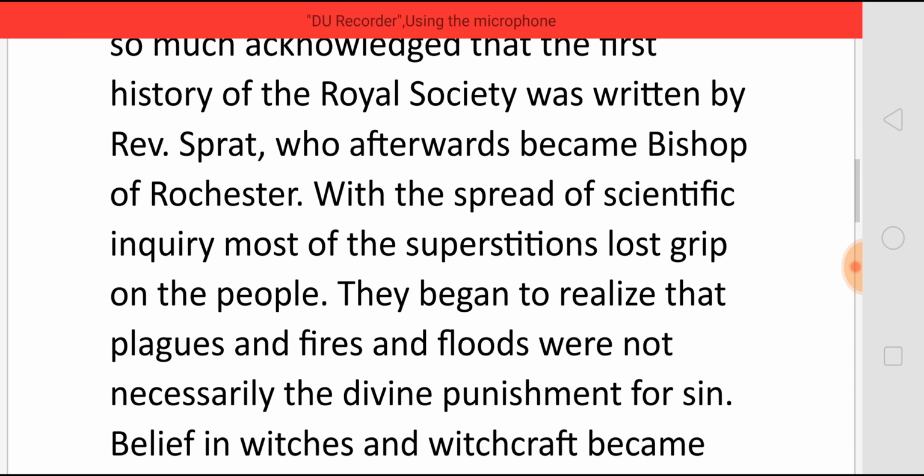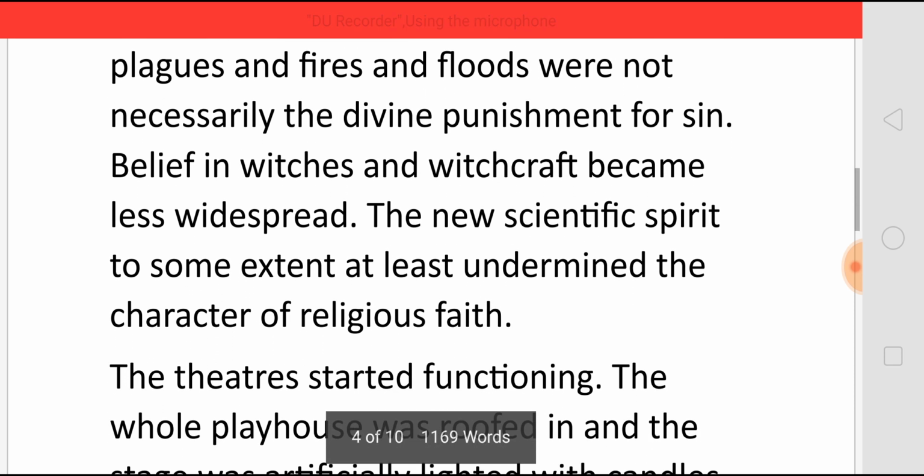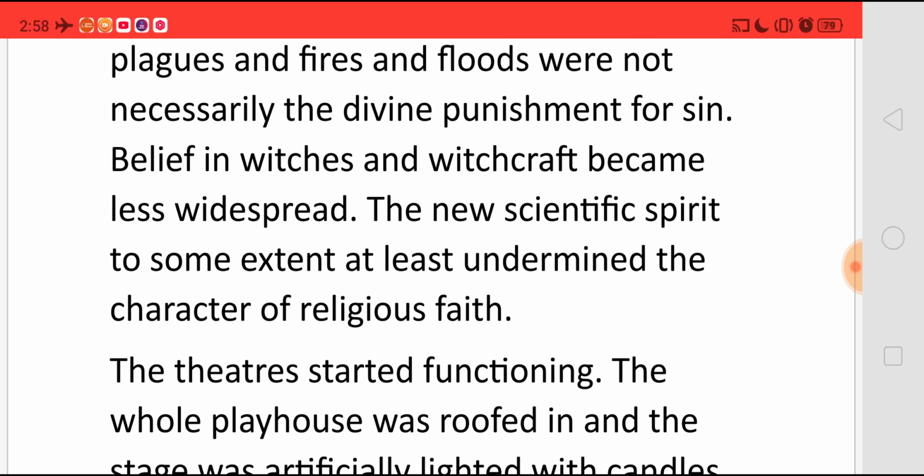And with the spread of this scientific interest, people started losing most of their superstitious beliefs, and they realized that plagues, fires, and floods were not God-sent punishment to the sinners, and even the belief in witches and witchcraft became less. And this new scientific spirit, at least to a certain extent, changed the people in all these ways.